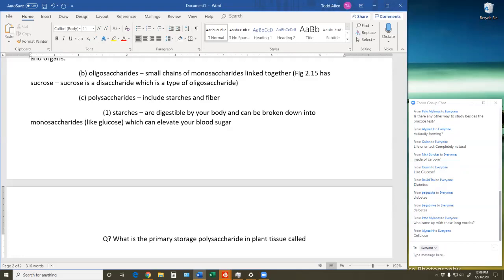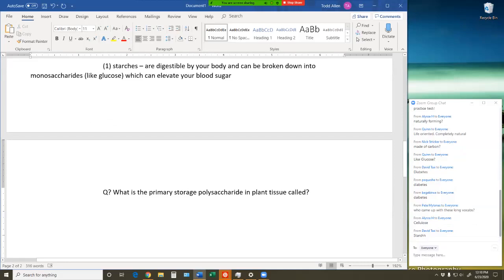Okay, what is the primary storage polysaccharide in plant tissue? Cellulose is a nice answer, Alyssa, but no. I see why you answered that. You answered that at the bottom right of page 32. It says, picture B, cellulose is a structural polysaccharide found in the cell walls of plants. But notice that statement says cellulose is a structural polysaccharide, and my question is about a storage polysaccharide. So thank you, you were very close.